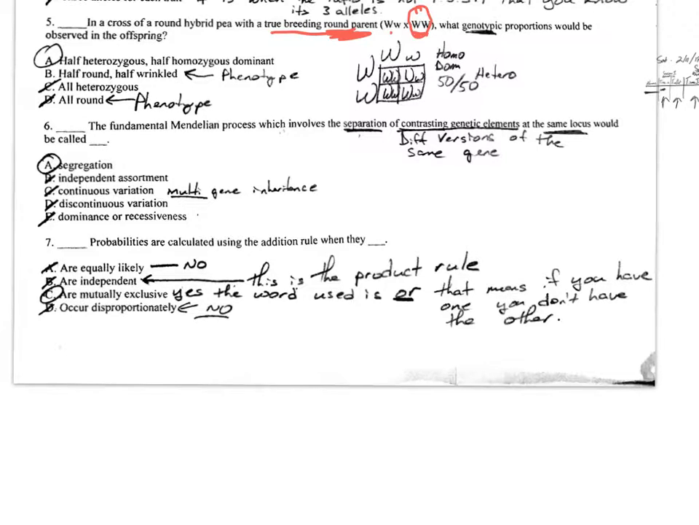Deductive logic. So here we have the cross. 100% are round, right? Half of them are heterozygous, and half are homozygous round. I'm sorry, 50% homozygous dominant, and 50% heterozygous.